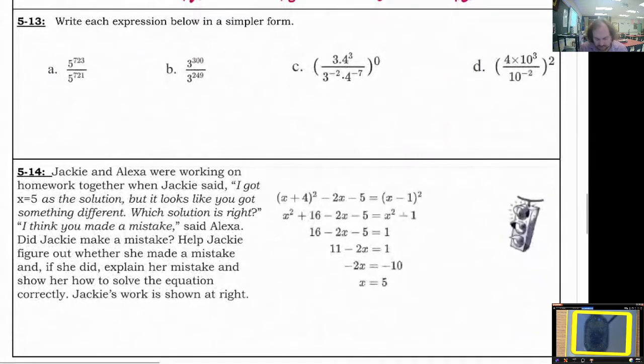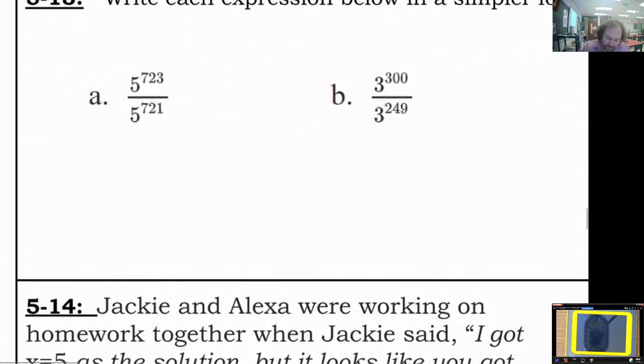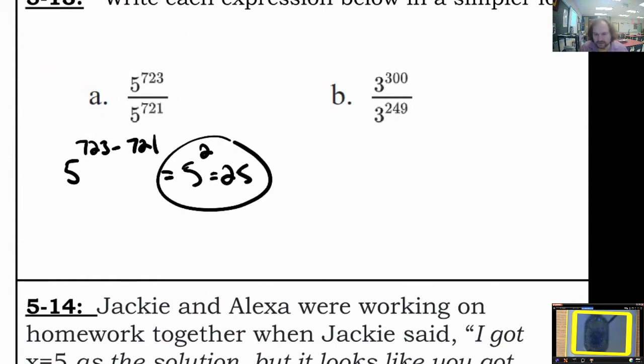Write each expression below in a simpler form. Don't let these confuse you. They are very, very easy. All you need to do here in question A is do 7 to the 23rd minus 7 to the 21st. Put that calculator down. Those two numbers are 2 apart from each other. This is 5 squared, or 25, if you want to be fancy.